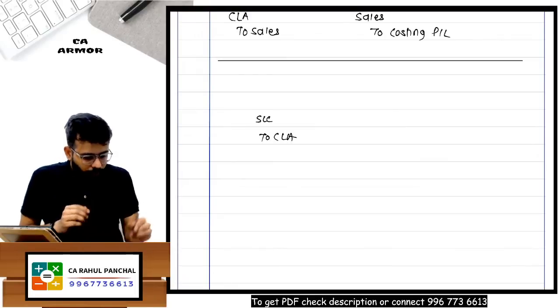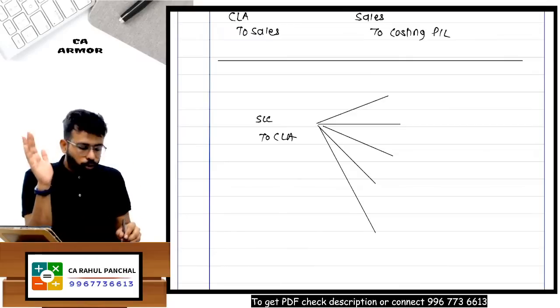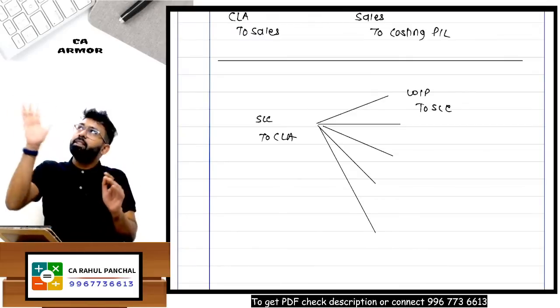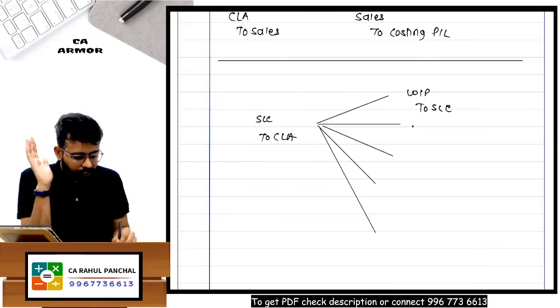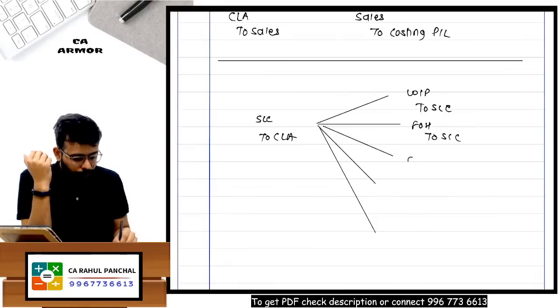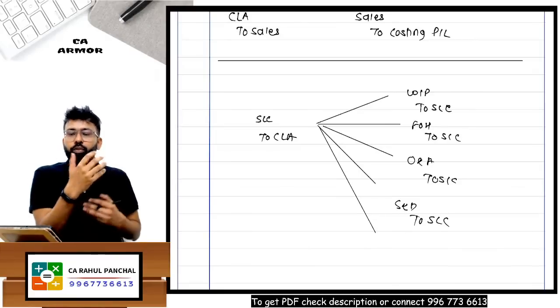Done. Whatever material came, now it will go somewhere. If it is issued to production, you will say SLC to WIP, since production means WIP. If indirect material is issued, it is going to the factory overhead, so factory overhead to SLC. If it is issued for office purposes, office and administration to SLC. If it is issued for selling and distribution, selling and distribution to SLC. Material is going for selling and distribution.